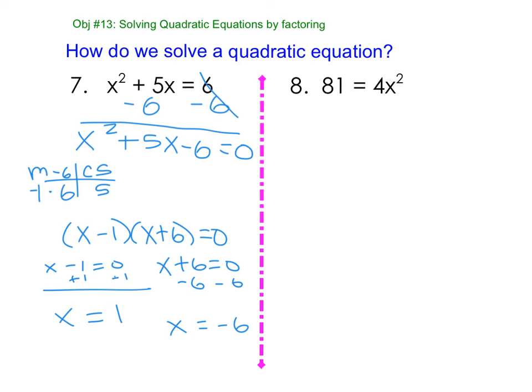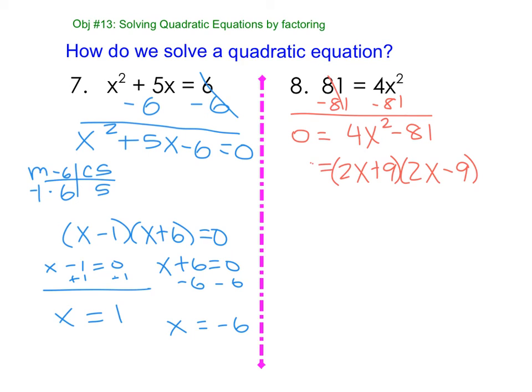All right, so number 8, again, we need to subtract. So try that one on your own. I am going to subtract the 81, mostly because I like to leave the x squareds positive. All right, 81 minus 81 is 0. And we're left with 4x squared minus 81. So now this one's a little trickier for kids. Not necessarily the factoring, it's the solving. Okay, so when we factor, we get 2x plus 9, 2x minus 9.